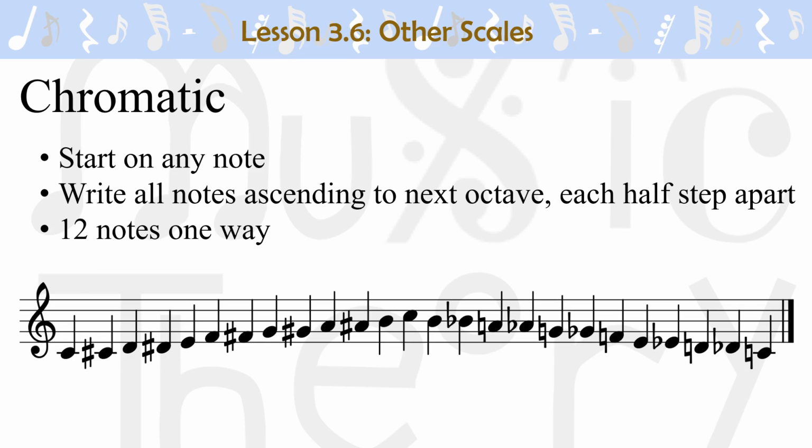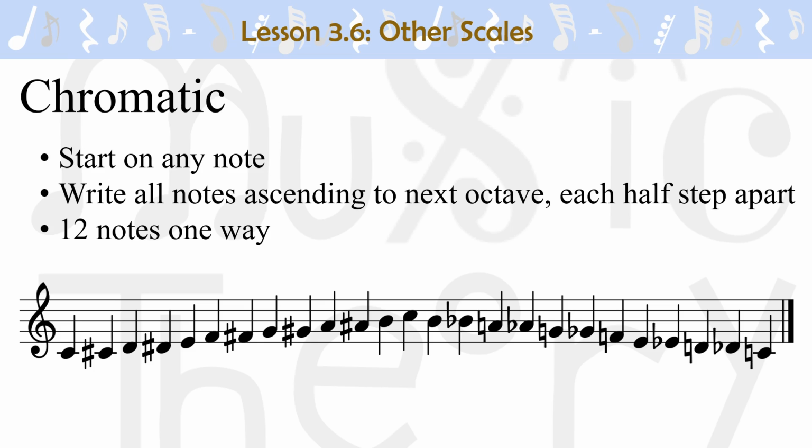To build a chromatic scale, start on any note and then write all of the notes ascending to the same note in the next octave, with each of the notes a half step apart. This scale has 12 notes each way. Take C chromatic for example.